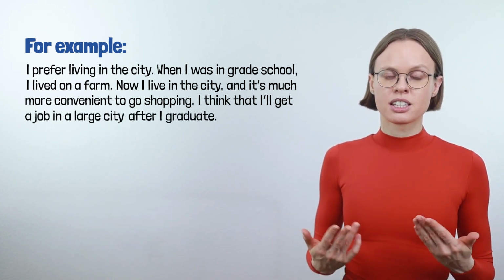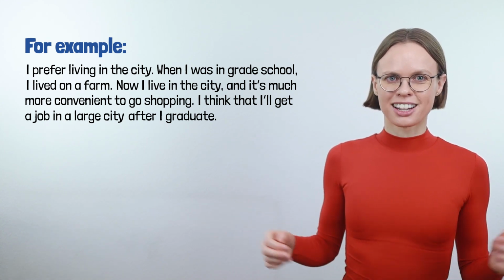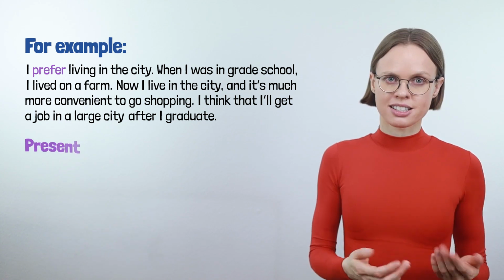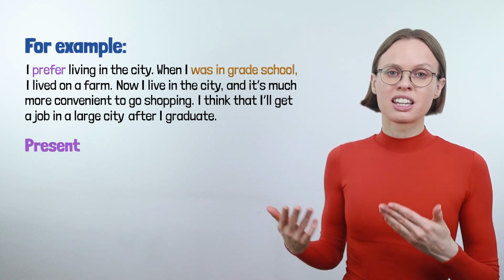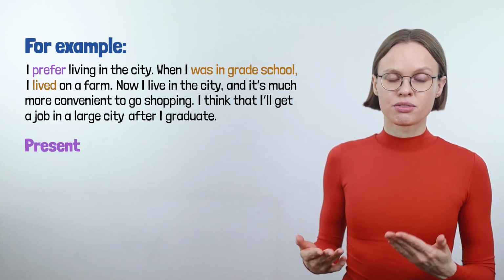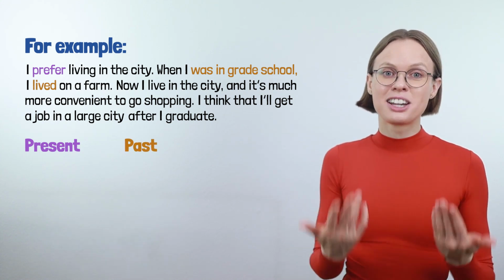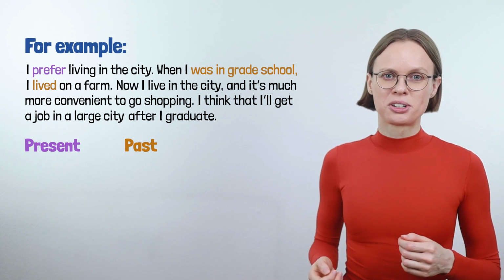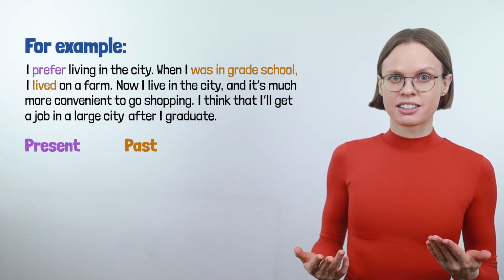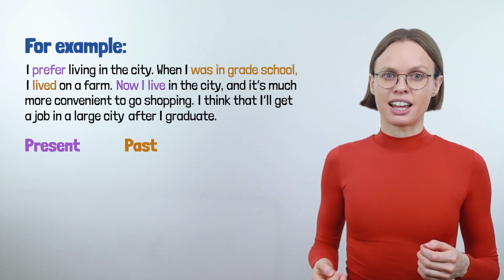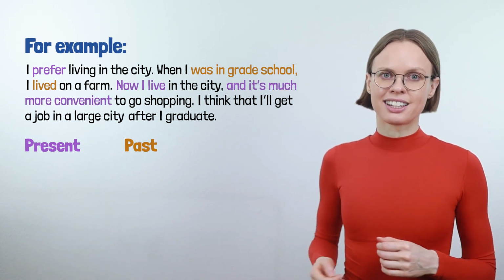This response uses verbs really well. Notice that prefer is in the present tense, but was in grade school and lived are in the past tense. That shows that you don't live on the farm anymore. The next part goes back to the present. Now I live and it's much more convenient.